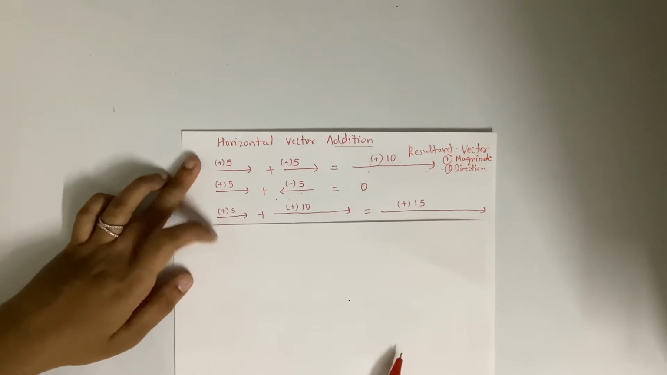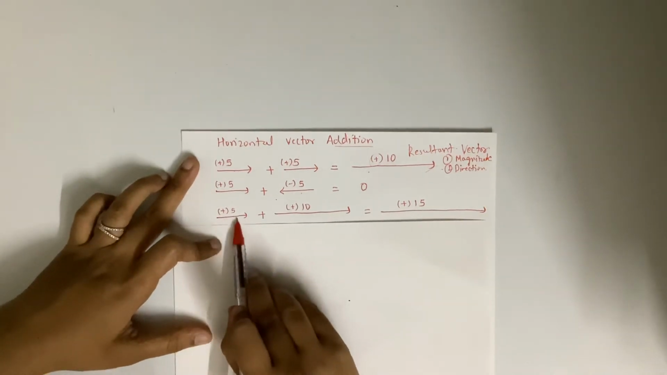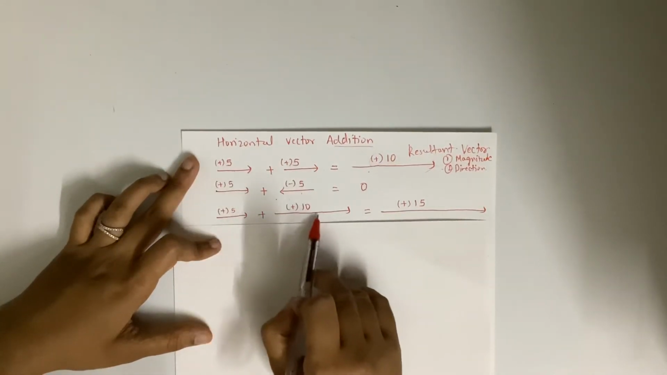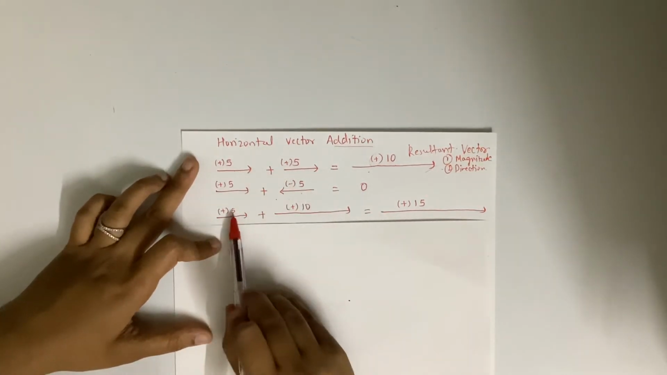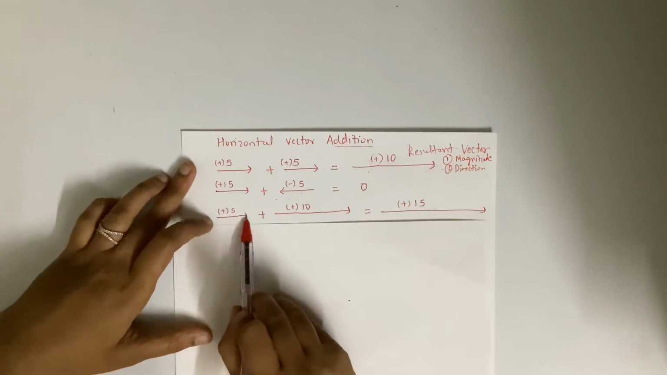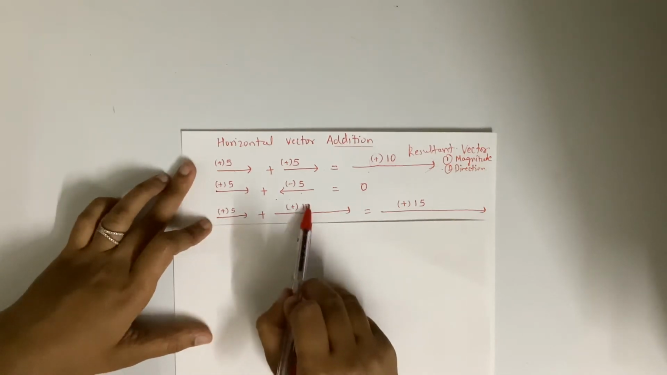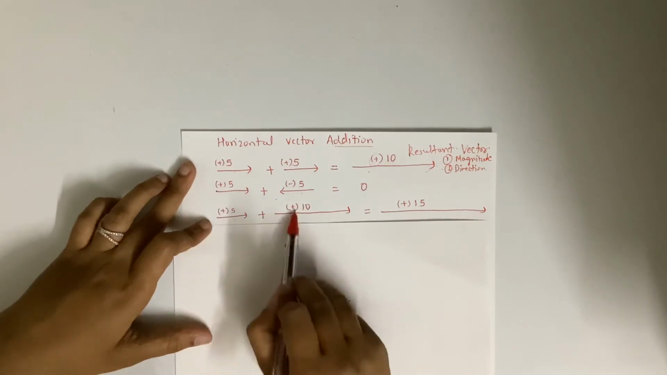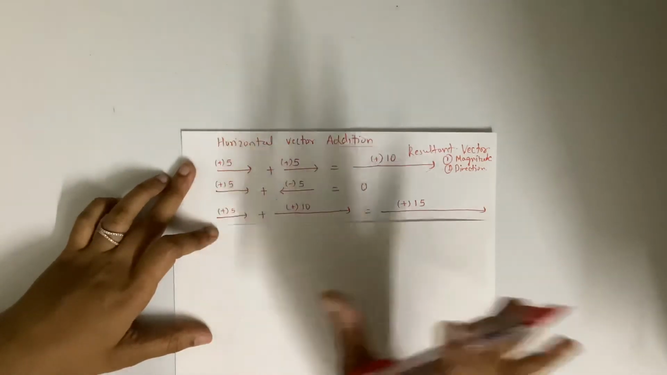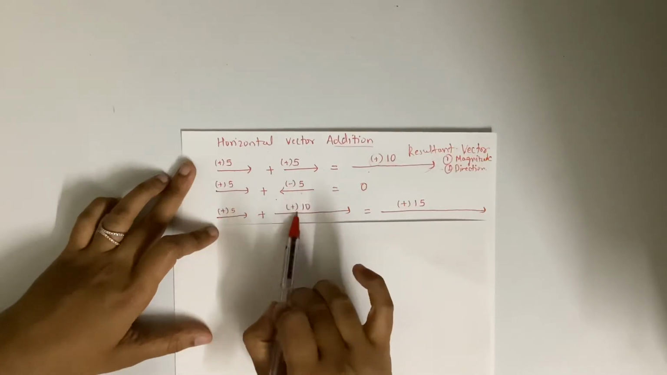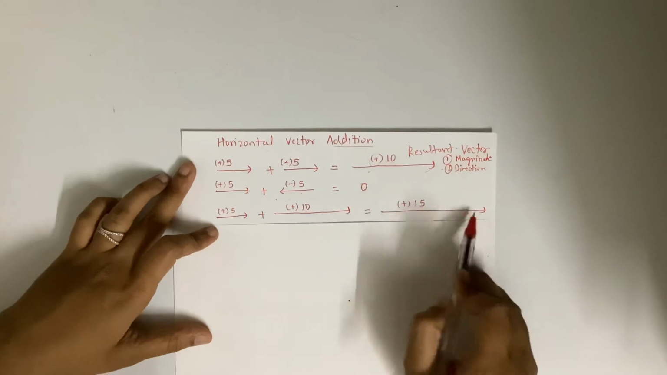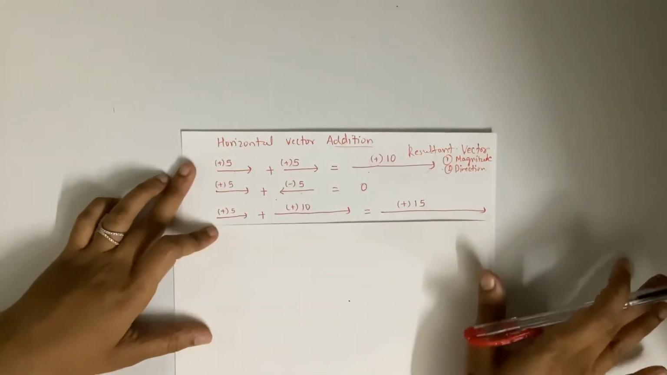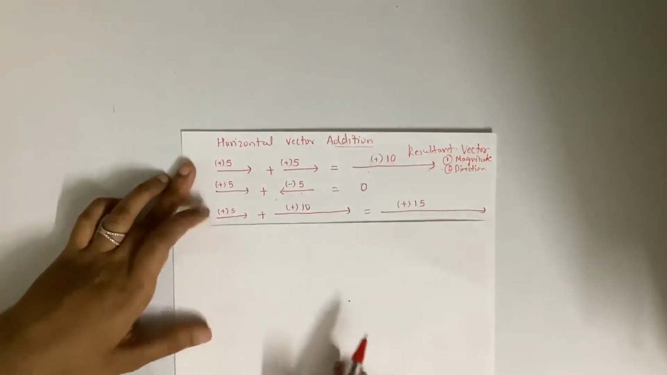Now let us take the third example. One vector is pointing towards the right and another vector is again pointing towards the right, but the only difference is in magnitude. This vector is a small vector which has only value 5, and this vector has value 10. So plus and plus, because both are moving towards the right-hand side, both will have the sign convention plus. So plus 5 plus 10 is going to give us plus 15, and the direction is going to be the right-hand side because it has a plus sign.